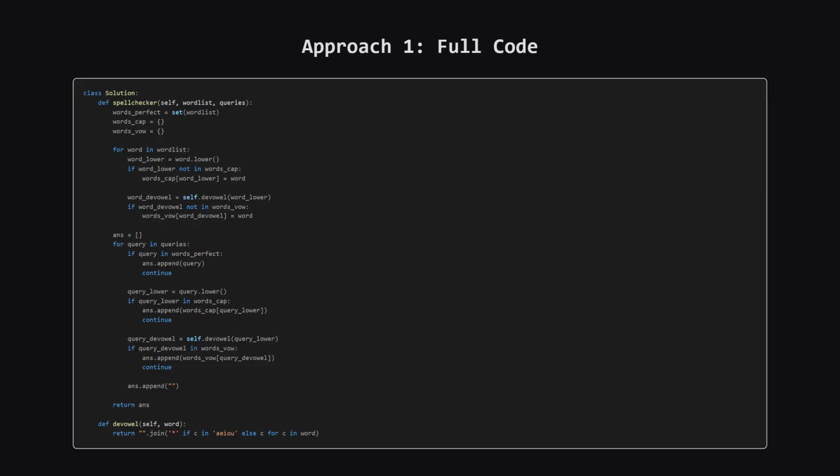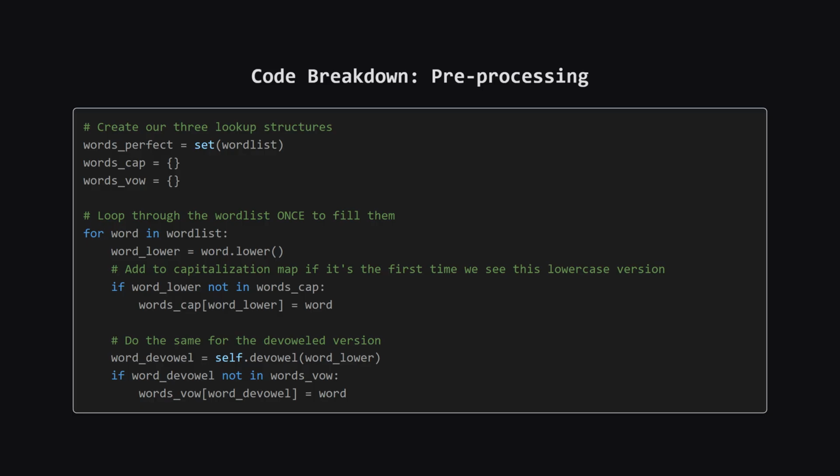Alright, here's what the complete solution looks like in Python. It might seem like a lot at first, but it's really just doing the two main steps we talked about. First, building the lookups, and second, using them to answer the queries. Let's break it down piece by piece. This first part is all about preparation. We create our three data structures, a set for perfect matches, a dictionary for capitalization, and another dictionary for vowel errors. Then, we loop through the original word list just one time. For each word, we calculate its lowercase and devowelled forms, and then we populate our dictionaries using that if not in check to make sure only the first occurrences are stored.